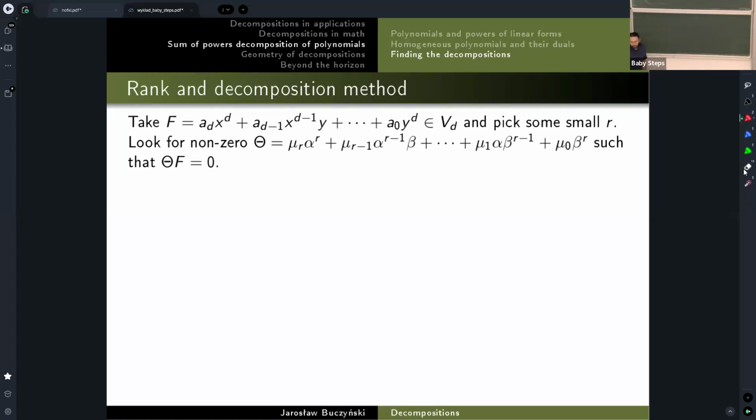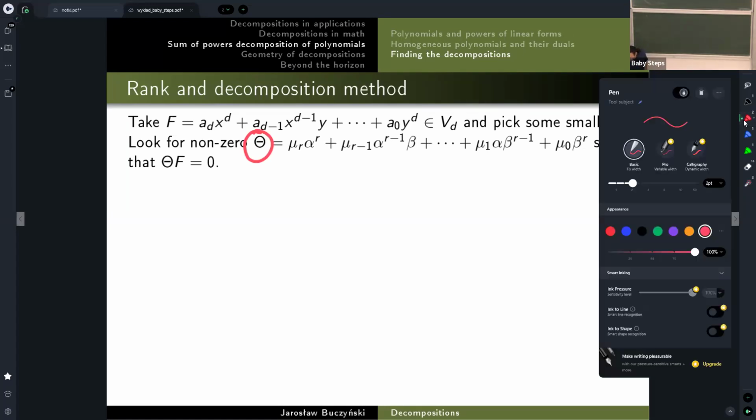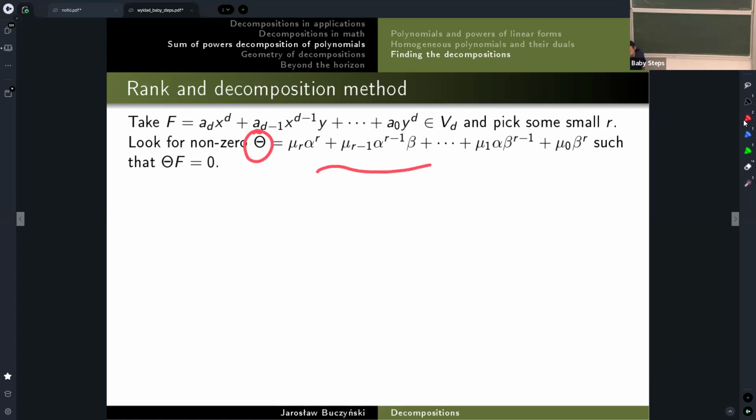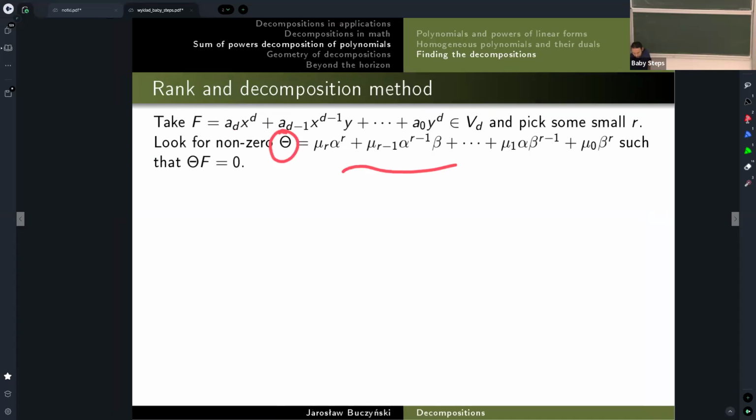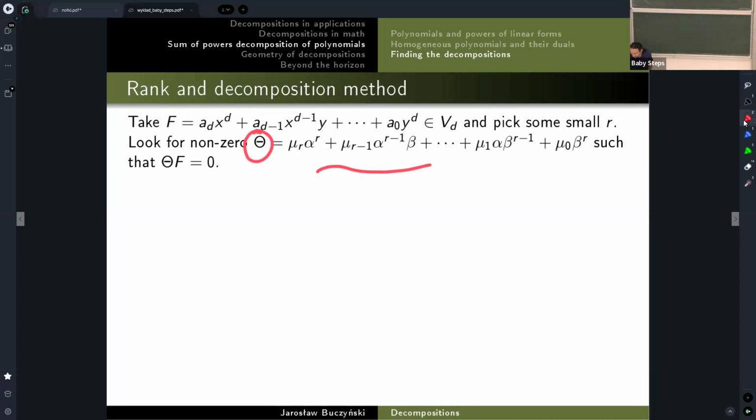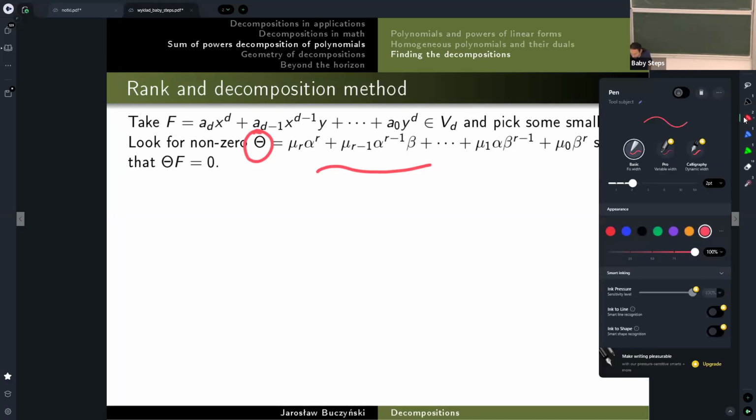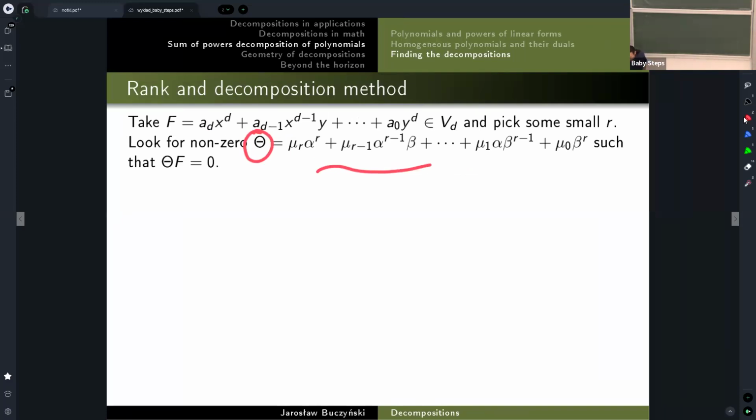And you're looking for a form theta, which is a combination of degree r with some coefficients of alpha to the r and so on, alpha to the r minus 1 beta and so on. And you're looking for one that annihilates your f. So this is a differential operator, and you want to find one that's 0 when you apply it to f.